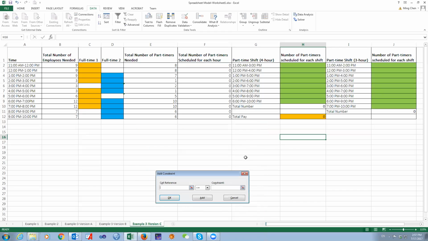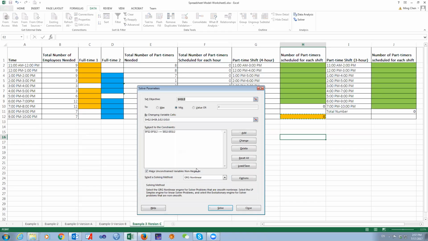The constraint is the same. Column F, which is the number of people we hire for each period, has to be greater than or equal to the number of people we need in each period. We're talking about part-time employees, so that's the only constraint. Before we solve it, we make sure we choose Simplex LP. Again, this is a linear problem. Then we can click Solve.